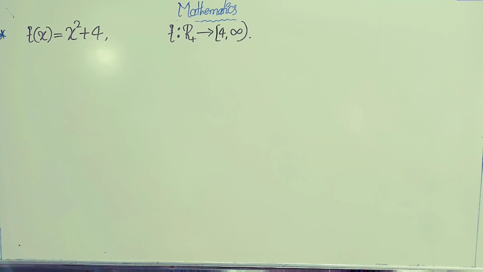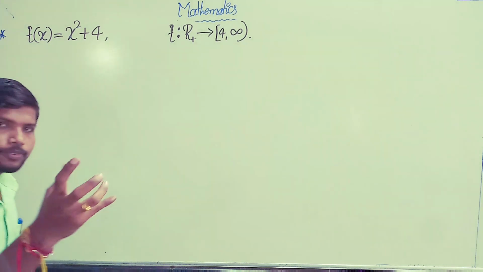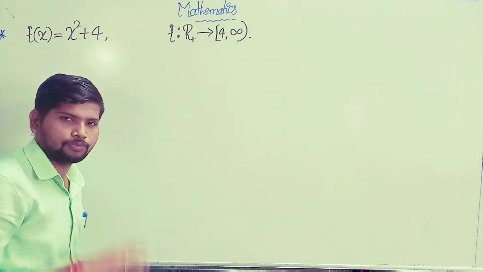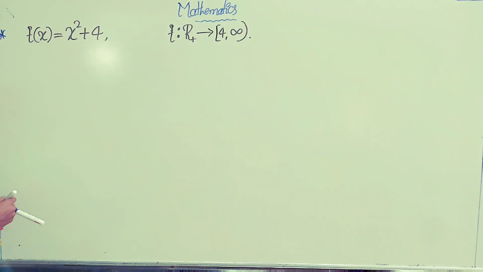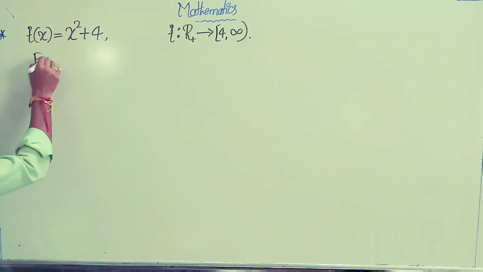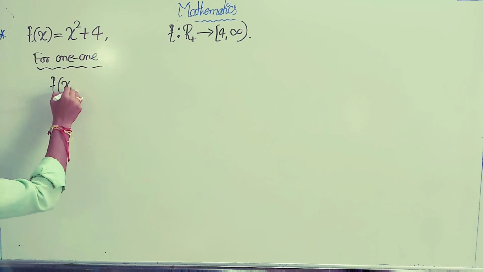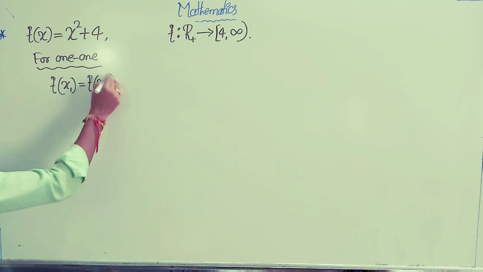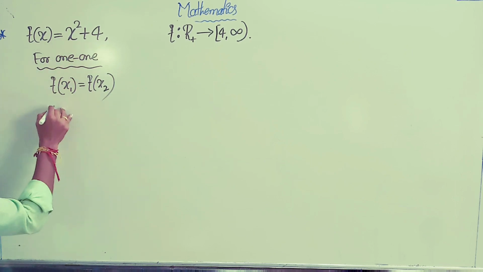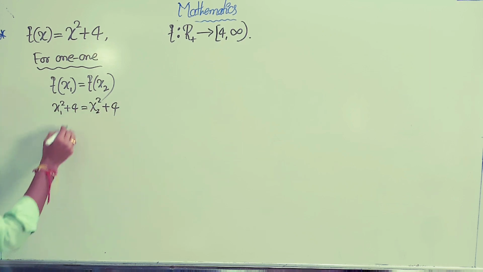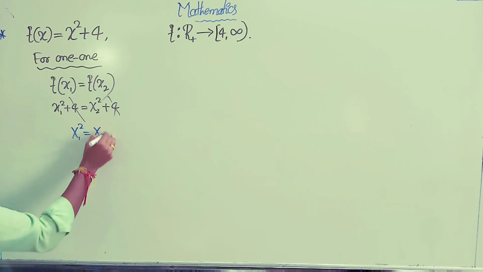Observe the next example, that is f of x equal to x square plus 4. The function is defined from the domain R plus, the range will be 4 to infinity. Now again same thing, I need to write it for 1-1. Yes, you are right. What I need to start with? F of x1 equal to f of x2. What is f of x1? x1 square plus 4, x2 square plus 4. 4 will be cancelled. What about the remaining term? x1 square is equal to x2 square.